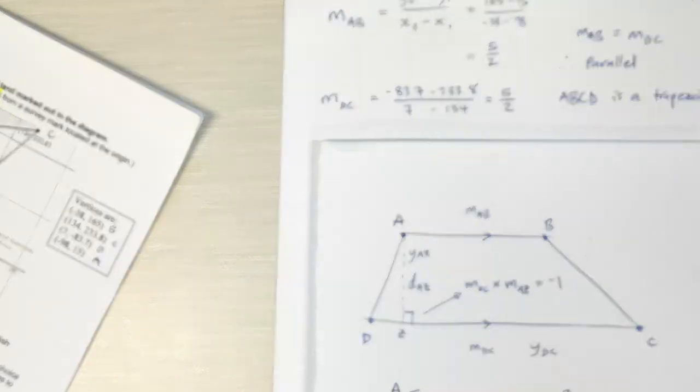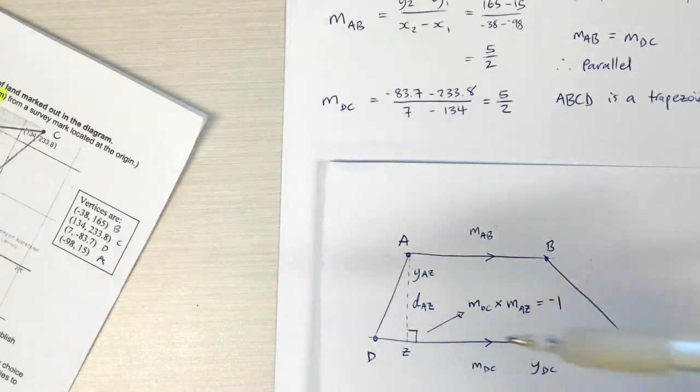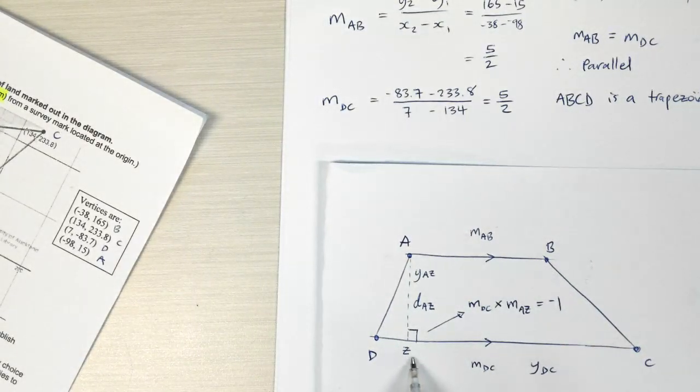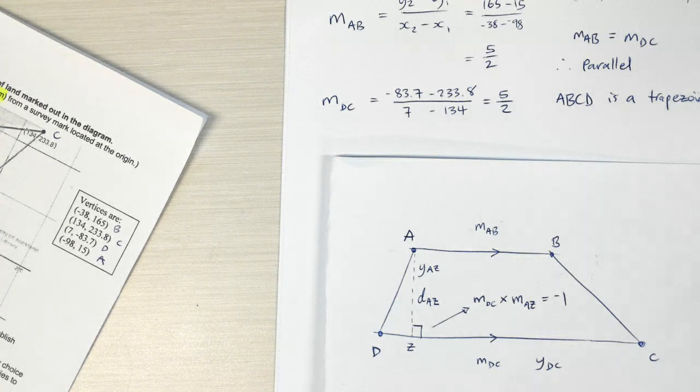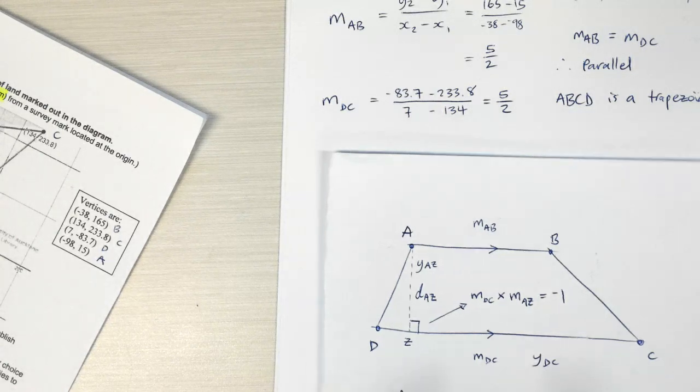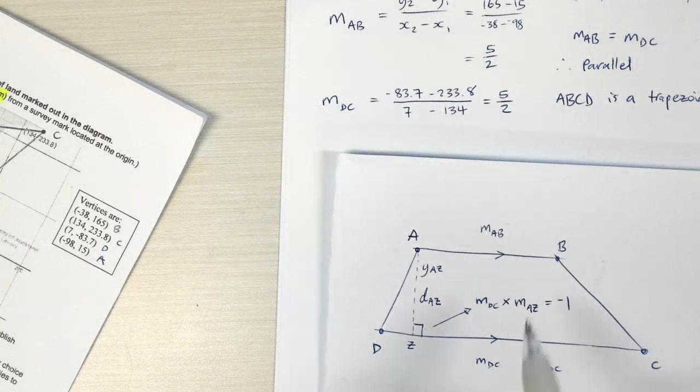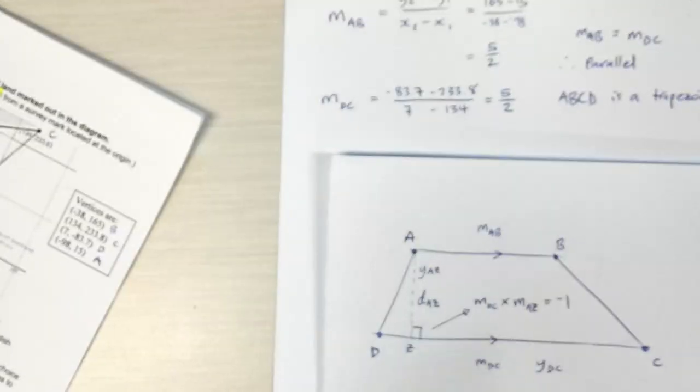So what was our next step in our strategy? We're going to have to find this point Z such that it is perpendicular, such that AZ is perpendicular to DC. So in order to do that, we're probably going to have to find DC first. So we've got the gradient of DC. We've already worked that out, so that's going to be handy.